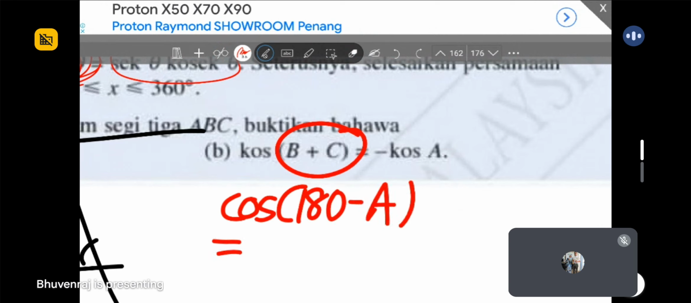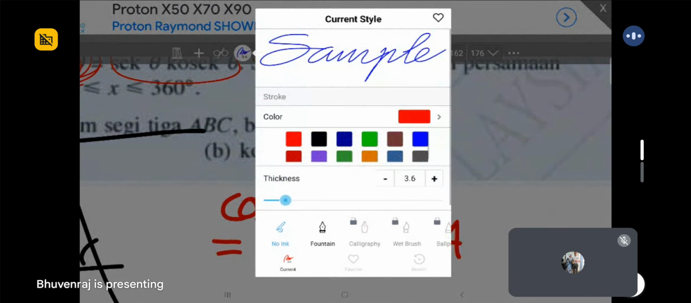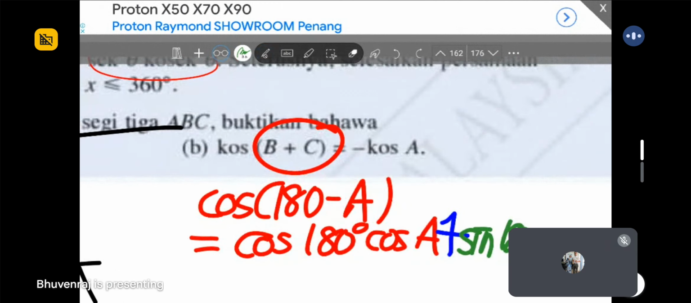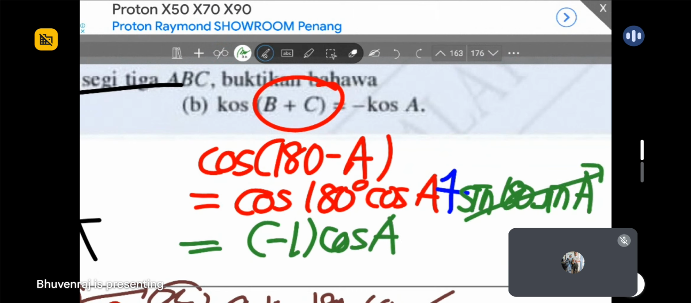So we need to expand. You will get cos 180 cos A, and then plus. Remember for cos, the sign is opposite. So plus sin 180 sin A. Alright, this is our formula. Now you can start to find the value. Cos 180 is negative 1 cos A. Sin 180 is 0, so that part is totally zero.